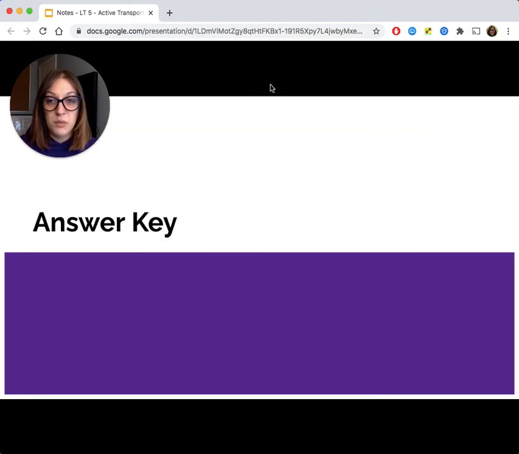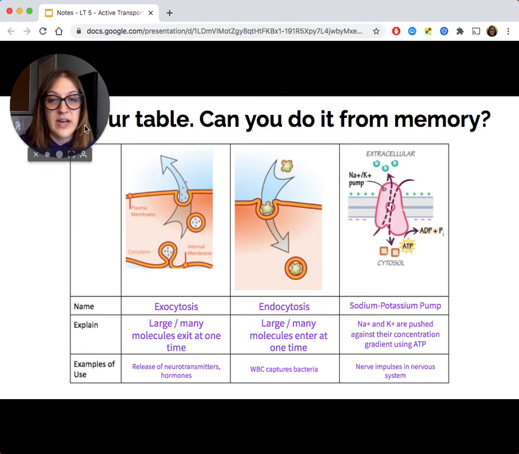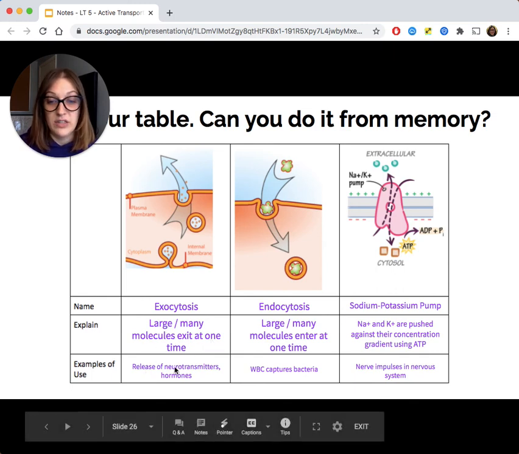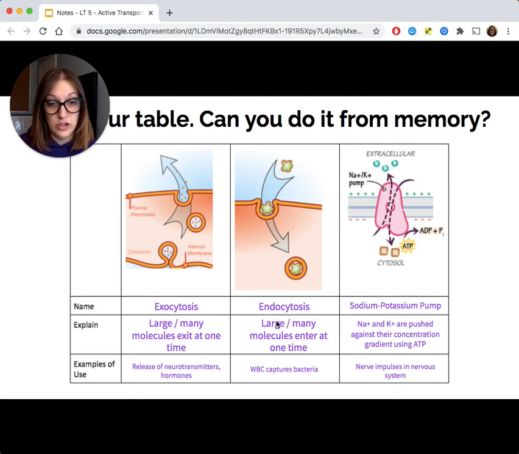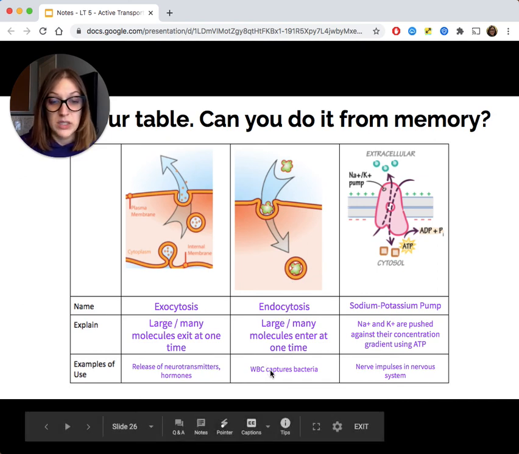All right, let's check your work, see how you did. So here's your answer key. So this first image represents exocytosis. This is when large or many molecules exit at one time. An example is the release of neurotransmitters or hormones. Here is an example of endocytosis. We have a large molecule or many molecules entering at one time. One example we talked about and saw a really great video clip of was a white blood cell capturing bacteria.